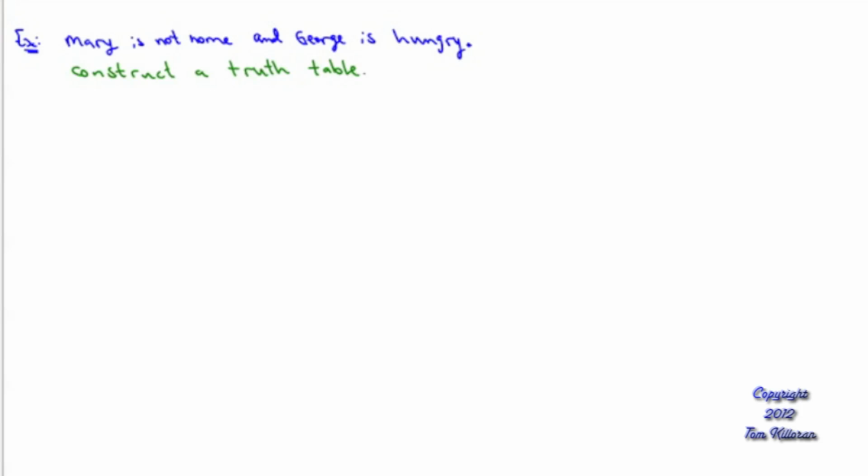All right, so we're going to separate this into our simple statements, P and Q. P is Mary is home. We're not copying things, we're writing simple statements. And Q is George is hungry. All right, the symbolic form of this would be not P, and Q, and we're going to do a truth table on this.